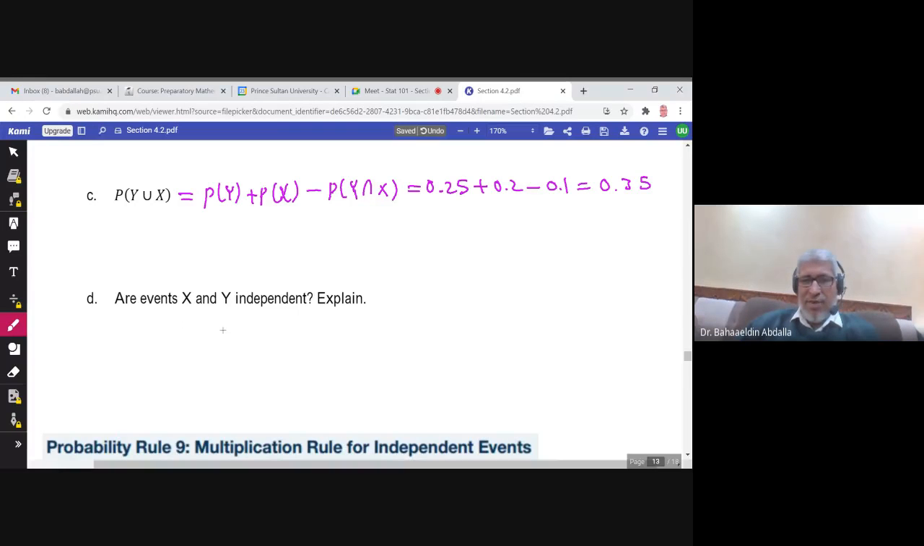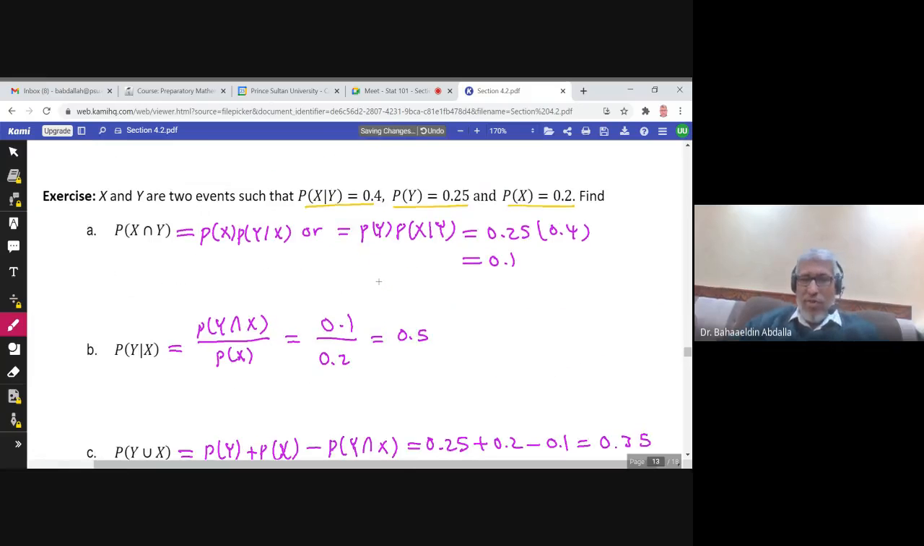Are events X and Y independent? X and Y are independent if probability of X given Y equals probability of X, or probability of Y given X equals probability of Y. Okay, so which one of these can I find out? Well, both, but probability of X given Y is given in the question. It's 0.4, while probability of X is 0.2.